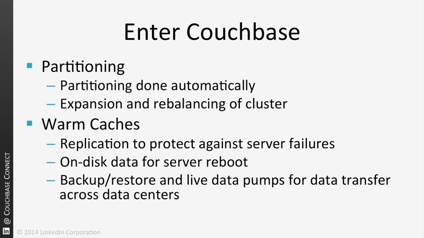So warm caches. We use replication to make sure our caches stay warm. Essentially, we have replicas of our caches. And that way, if any one machine goes down, we still have the cache. And it's still warm, and it can still serve traffic, and we don't go down.